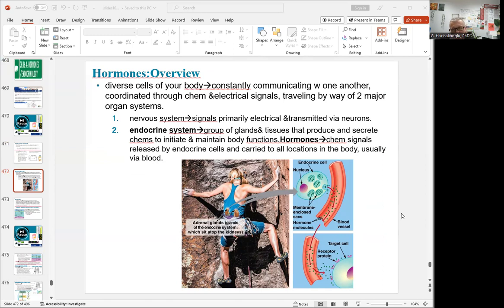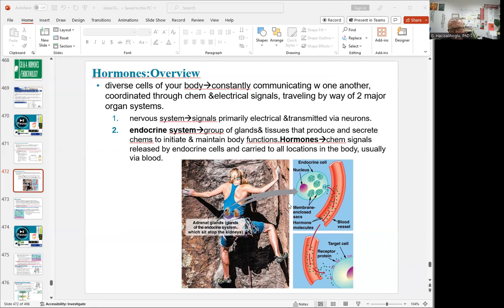There are two major organ systems. One is the nervous system, whose signals are primarily electrical and transmitted using neurons. The other is the endocrine system, which is this chapter, where glands and tissues specifically produce and secrete chemicals to initiate and maintain body functions. Hormones are these chemical signals. They are released by endocrine cells and carried via the blood to specific locations, where they reach a target cell and complete a specific function.